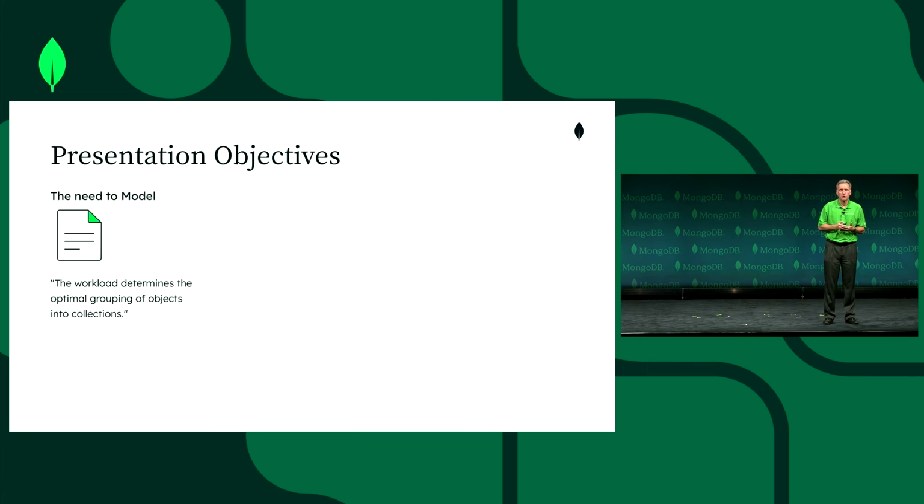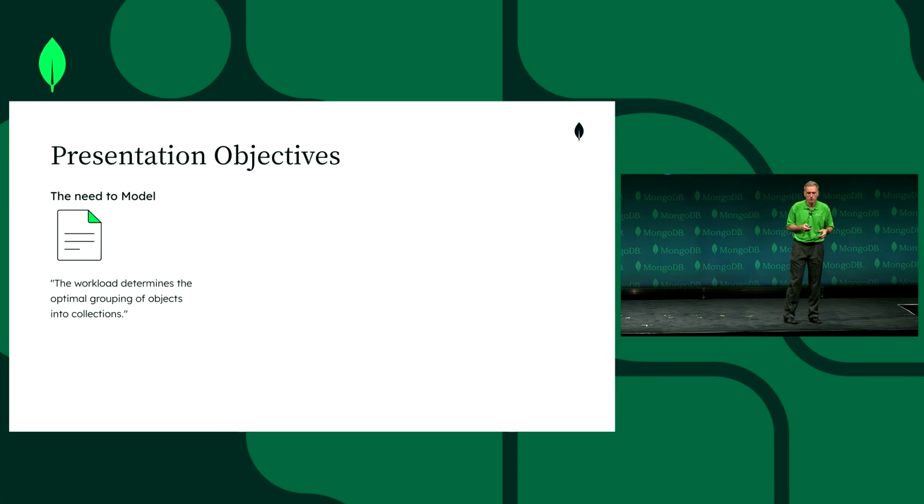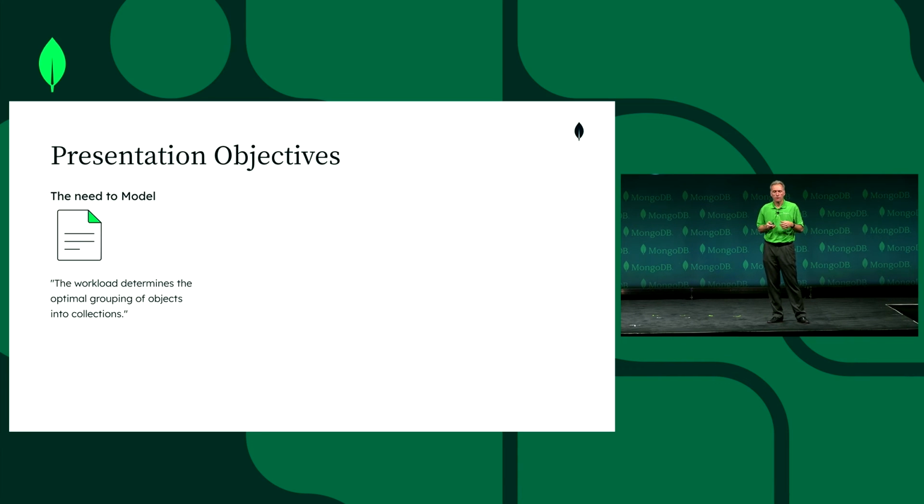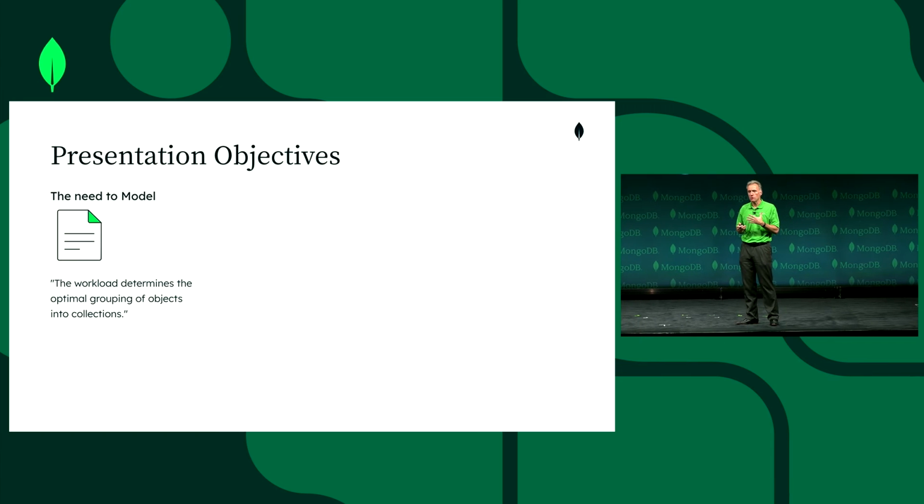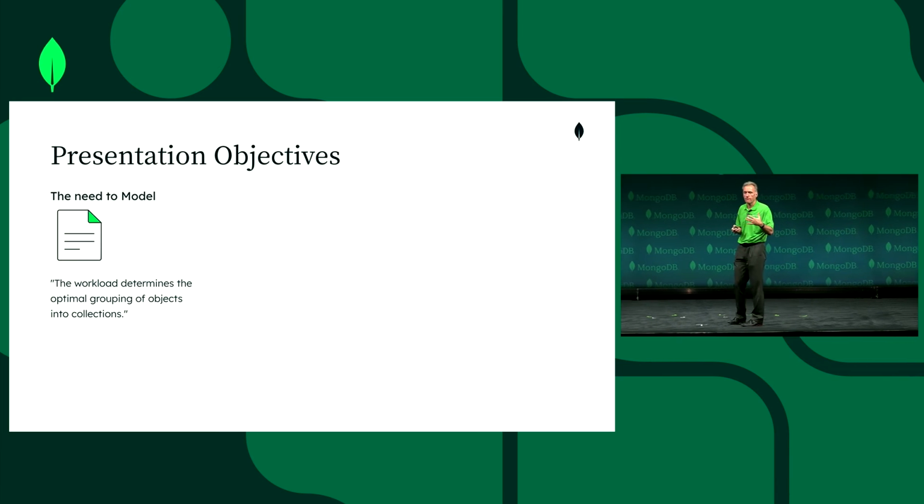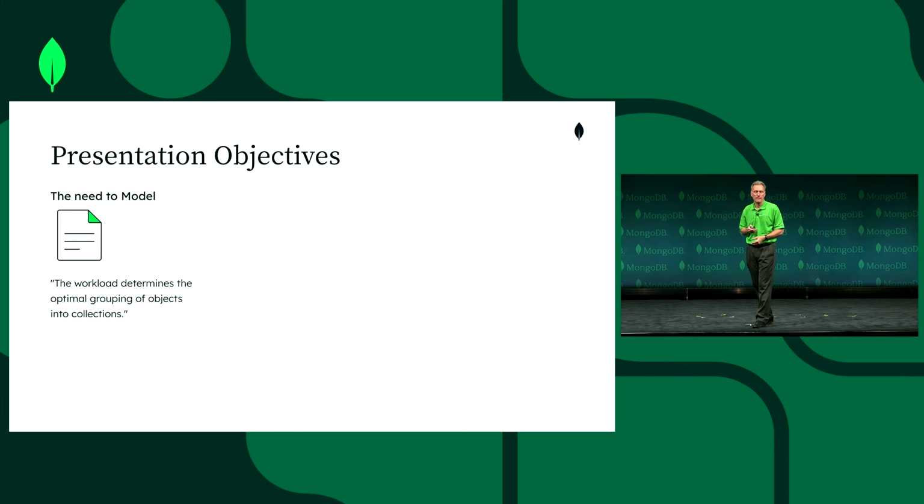So that brings us to our conclusion. I divided the presentation in 3 sections, so 3 main things I want you to walk away with. First, the need to model. One of the principles we got out of that is the workload determines the optimal grouping of objects into collections. If you're going to have a design review with us, that is the first thing we're going to ask you. If you can provide your workload ahead of time, great. If you don't, that's going to be the first question we'll have in the sessions: what are you trying to do? What are the writes? What are the reasons? All that.